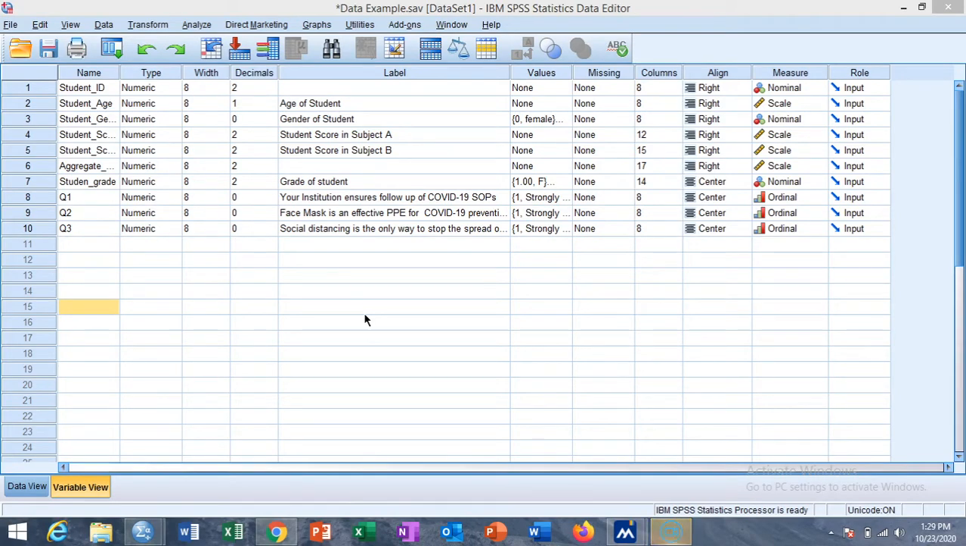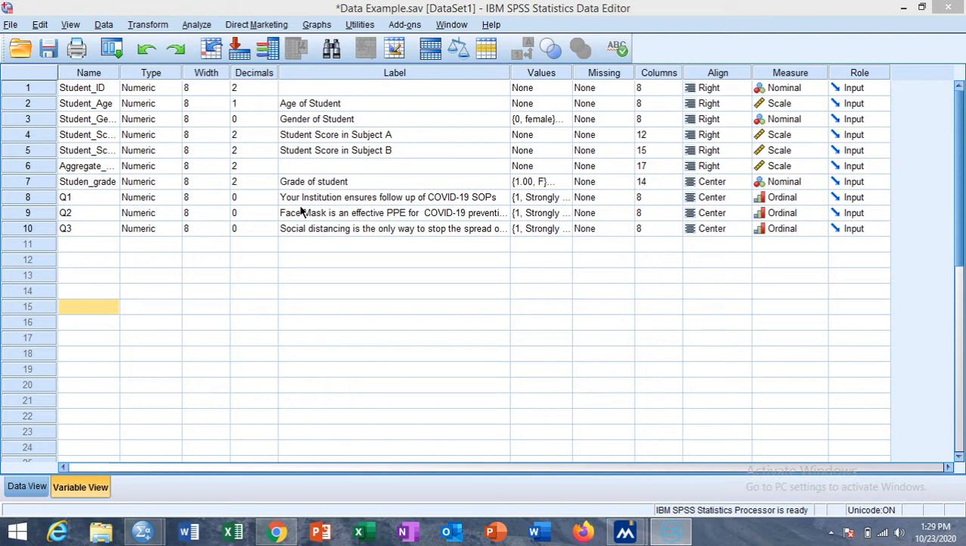In today's tutorial, we learn how to see the association between two qualitative variables. In most of the studies related to social science, behavioral science, or management science, even in health science, we need to see the association between qualitative variables or the questions related to certain behavior. Like in this study, we have three statements related to COVID-19 SOPs in the institution.